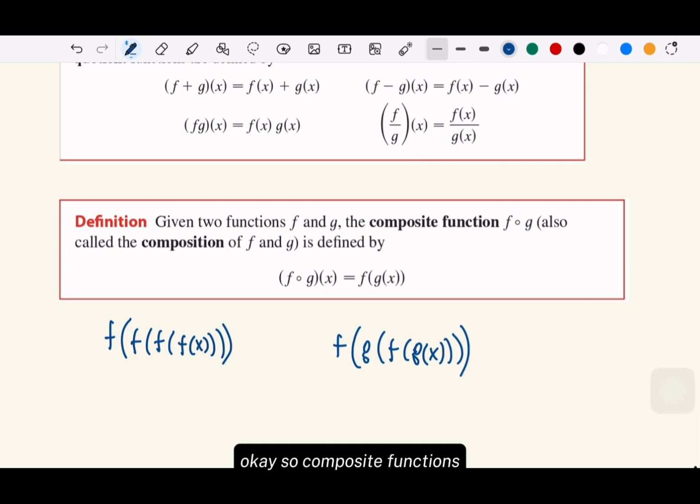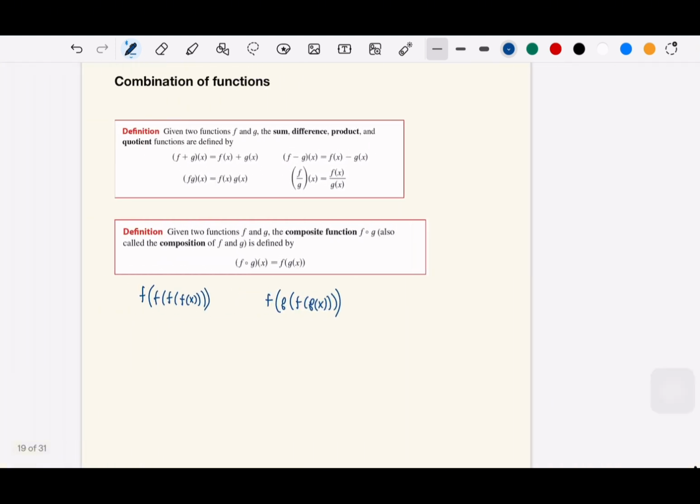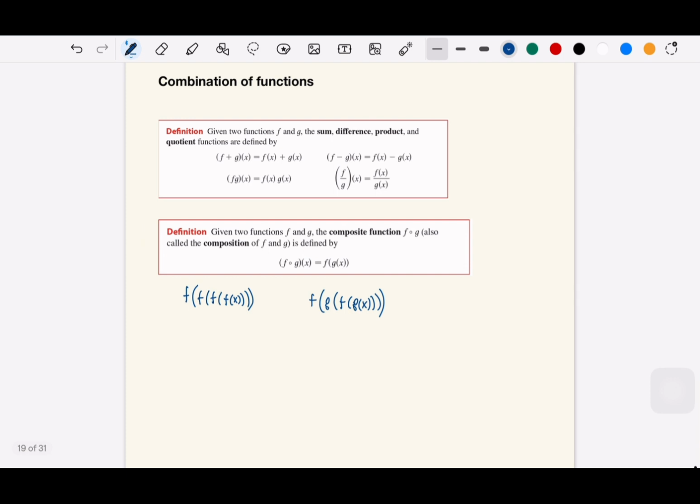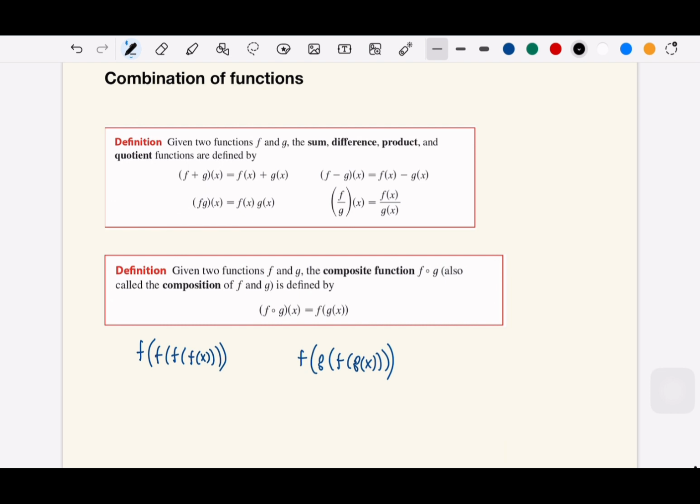Okay, so composite functions. If you want to write, you can write, especially the composite.